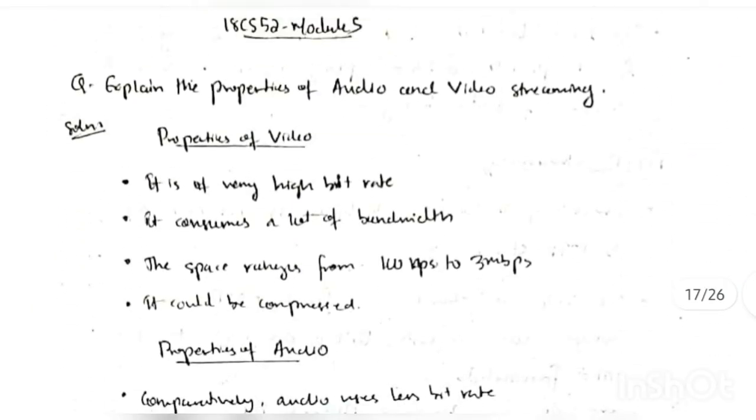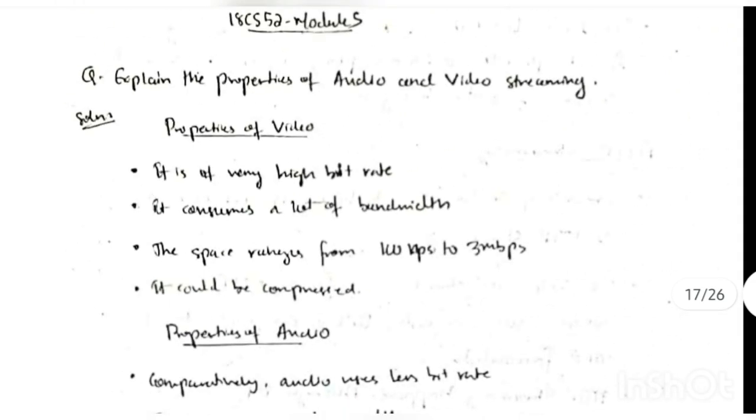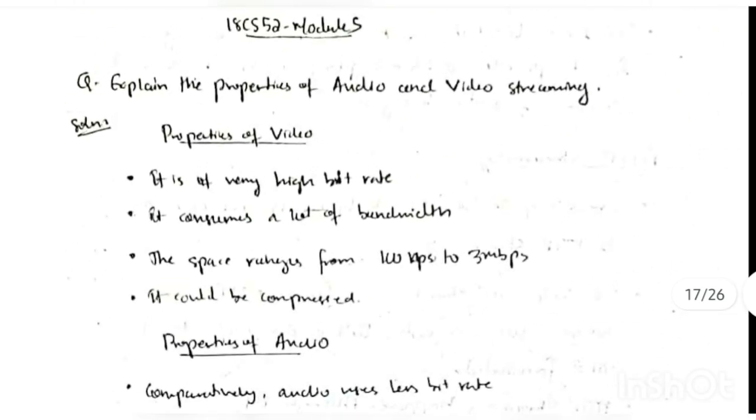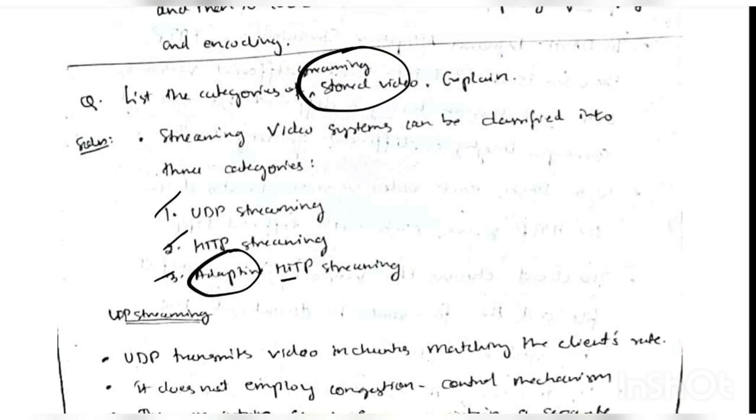Let's see what is in module 5. In module 5 we have a few topics. Let me note them down. The first is audio and video streaming, the properties of audio and video streaming. That's the first topic. After that we have the categories of streaming stored video. There are 3 categories: UDP, HTTP, and DASH. Adaptive HTTP is nothing but DASH. So that's the second topic.